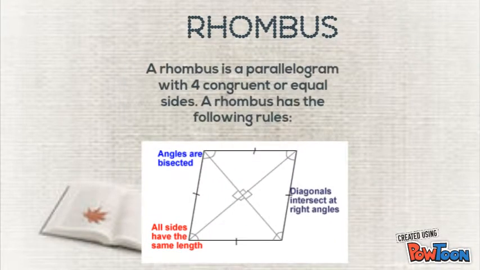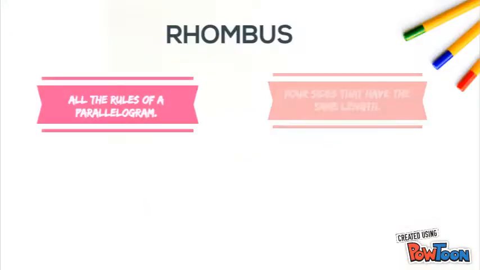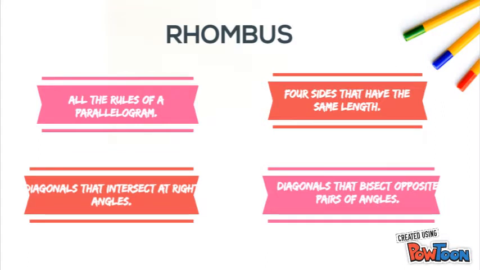A rhombus is a parallelogram with 4 congruent or equal sides. A rhombus has the following rules. Rhombus. All the rules of a parallelogram: 4 sides that have the same length. Diagonals that intersect at right angles. Diagonals that bisect opposite pairs of angles.